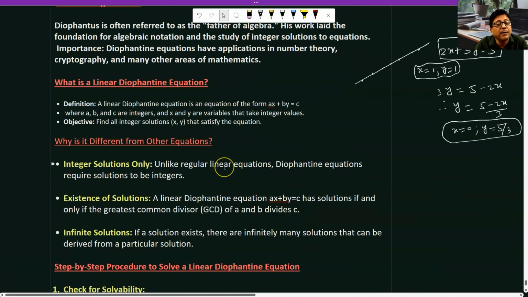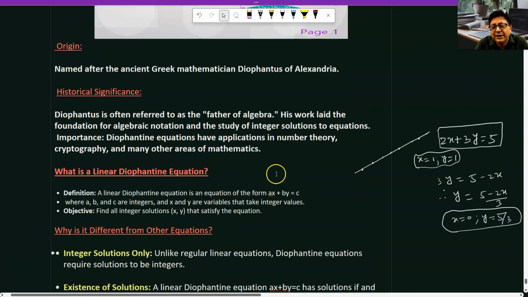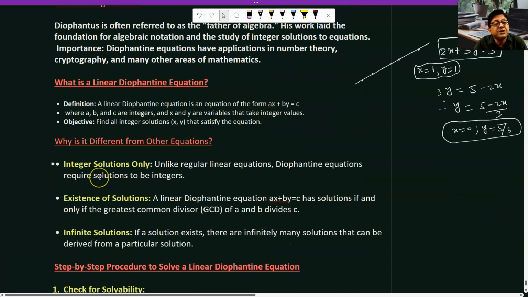Why is it different from other equations? These are the main parts you should remember. Integral solution only, that I was telling you. The solutions will be all integers. Unlike regular linear equations, where you will get many solutions like this, a Diophantine equation requires solutions to be integers. That I am telling you repeatedly.